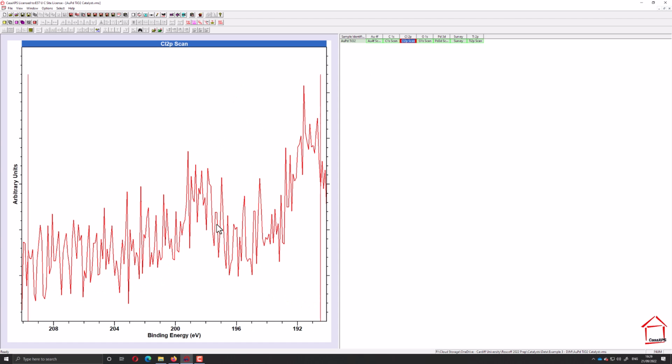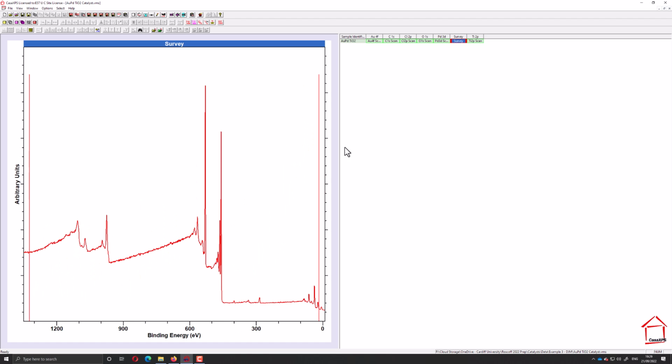We have little or no chlorine in the system, and if we have a look at the survey, it's exactly as we would expect. We have our titanium 2p peaks, our oxygen peak, our Auger structure up here, our carbon, and there's a little bit of nitrogen, so this actually might be a PVP type preparation, given the nitrogen there.